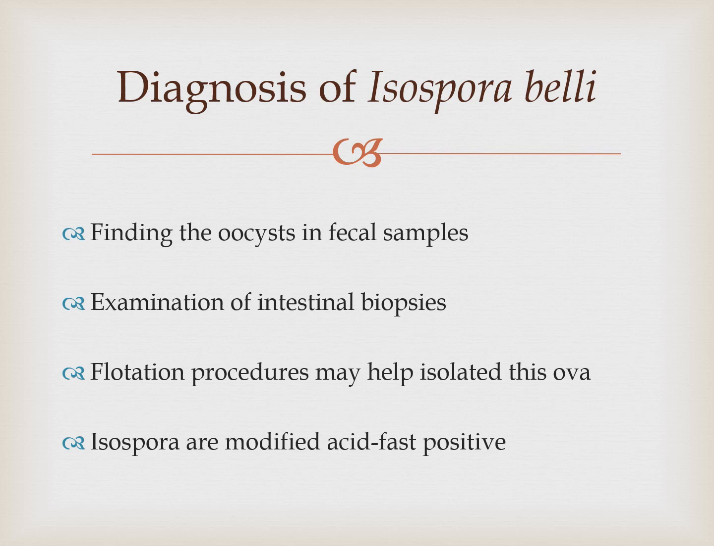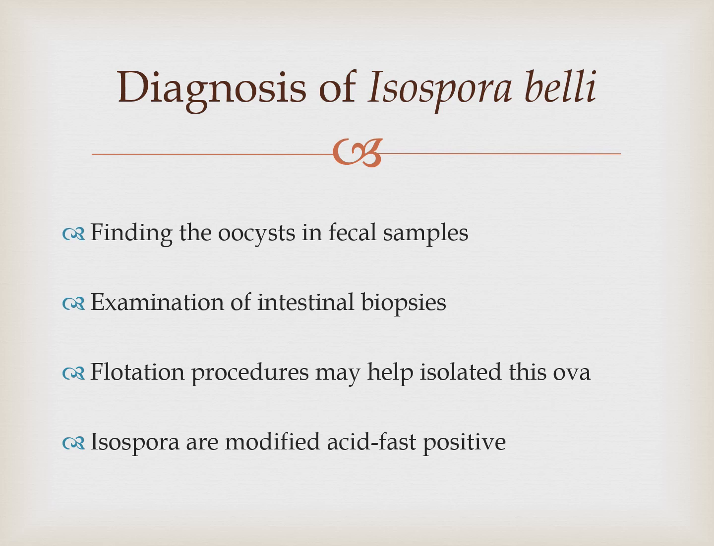To help with the diagnosis of Isospora belli, we want to find the oocysts in fecal samples. Humans are the only known definitive host, and we harbor the sexual reproduction stage. There is no known intermediate host. We also want to look for Charcot-Leyden crystals, which are highly associated with Isospora belli. We want to examine intestinal biopsies of the small intestine.